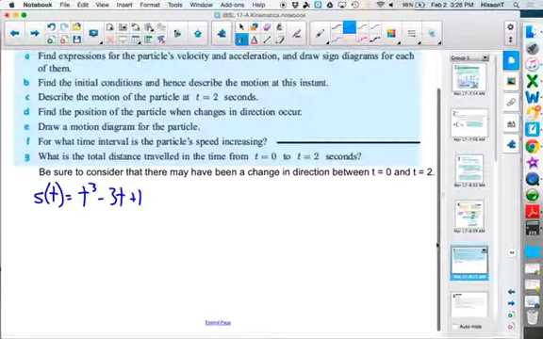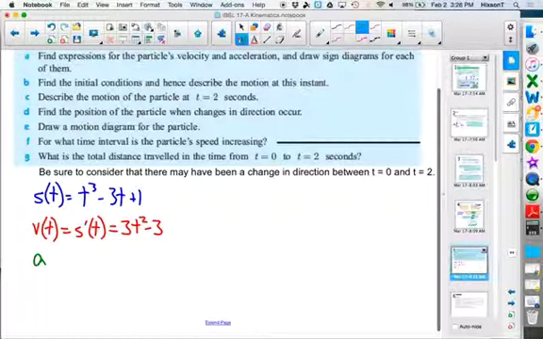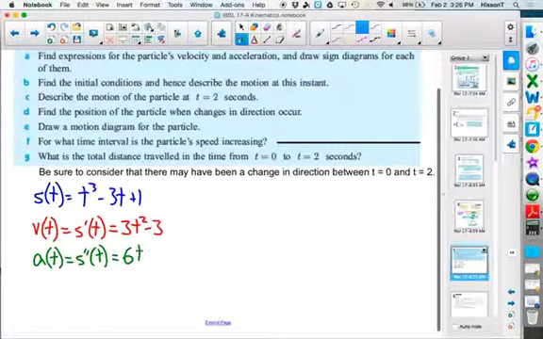So, I want velocity. Velocity is s prime. What's the expression here for velocity? Good, 3t squared minus 3. Then I want acceleration. This is s double prime. Good, so this is 6t. It's always s prime for velocity, and acceleration is always s double prime.